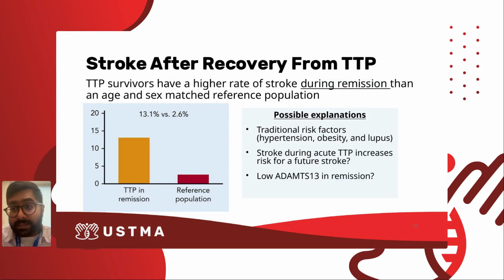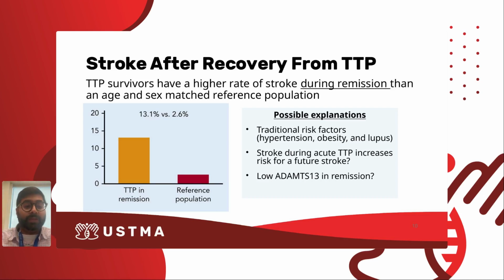So I'd first like to highlight some cardiovascular complications that these patients can face, and one of those is stroke after recovery from TTP. So in this study performed at Johns Hopkins, TTP survivors were found to have a higher rate of stroke during clinical remission of their TTP when compared to age and sex matched reference populations. What this means is that in a cohort of about 200 patients who were followed long-term after their TTP diagnosis and they were in clinical remission.